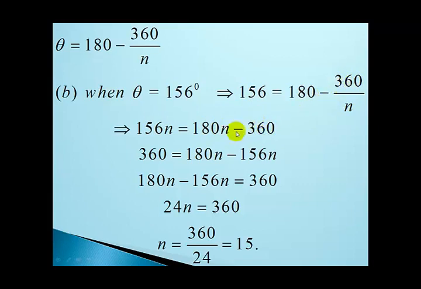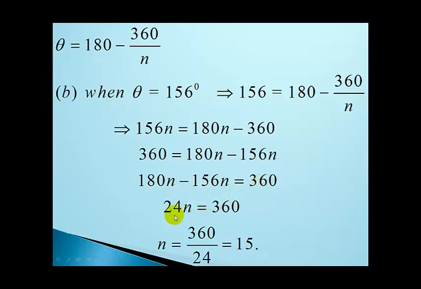Now, let's group the variables on the right hand side and the constant on the left hand side. So minus 360 on the right hand side becomes 360 on the left hand side. We have 180n on the right hand side. 156n on the left hand side becomes minus 156n on the right hand side. So this can also be written as 180n minus 156n on the left hand side is equal to 360 on the right hand side. So 180n minus 156n equals 24n. So 24n is equal to 360.